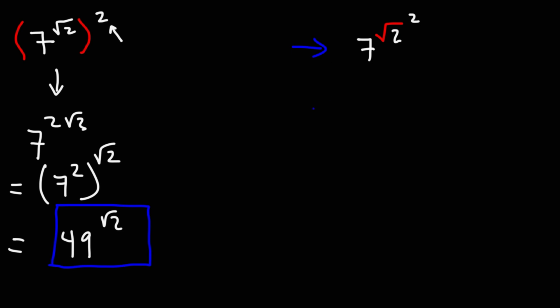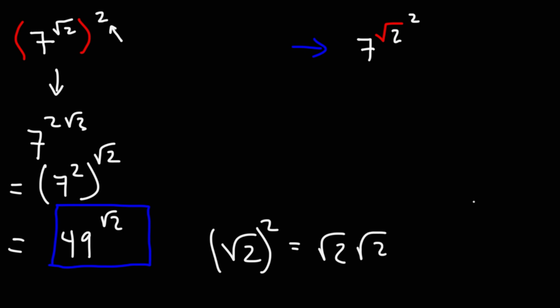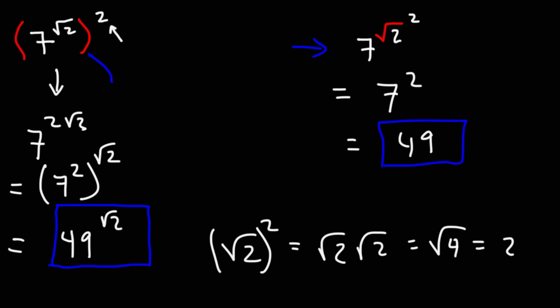Now what about this one? Notice that the 2 does not apply to the 7. The 2 only applies to the square root of 2. And what is the square root of 2 squared? This means that we're multiplying 2 square root 2's. 2 times 2 is 4, and the square root of 4 is 2. So this part here, this entire exponent, simplifies to 2. So we get 7 squared, which is 49. So we have 2 different answers for these 2 problems.